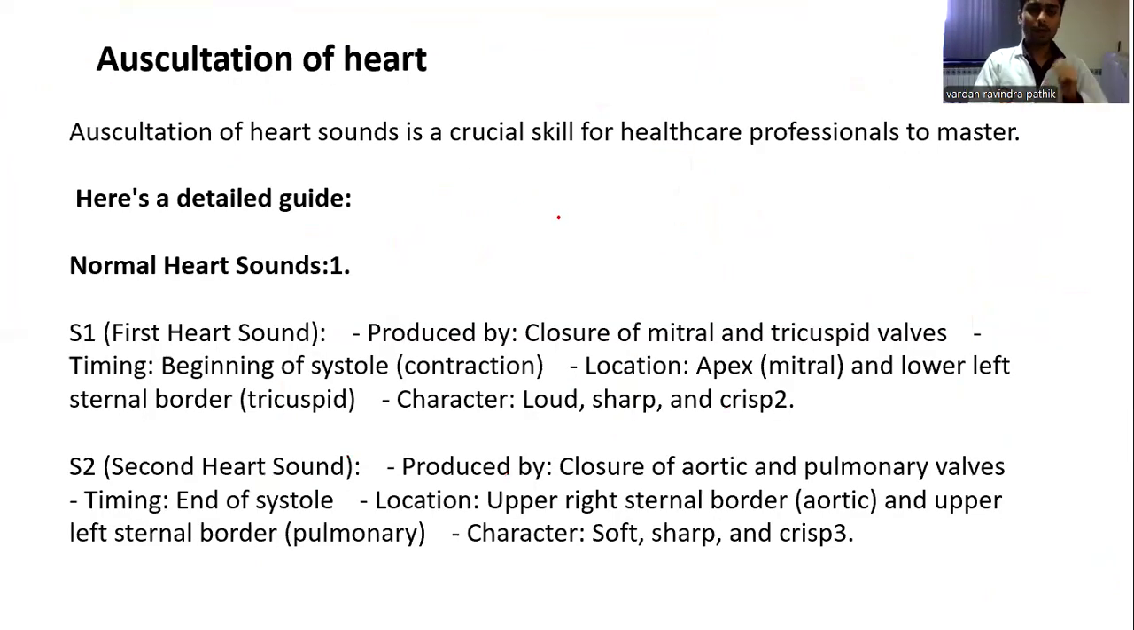Let's move ahead. Now, auscultation of heart. Auscultation is a very crucial skill, right? When you know the heart sounds and you know the normal and abnormal heart sounds, you will know if there is any problem with the heart, right? So, normal heart sound, we will talk about S1. It is due to closure of the mitral and tricuspid valves. Beginning of systole contraction, location is apex and lower left sternal border, right?